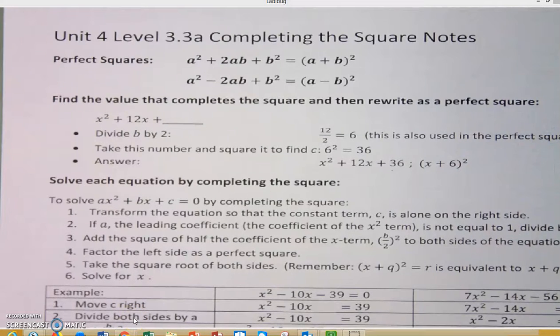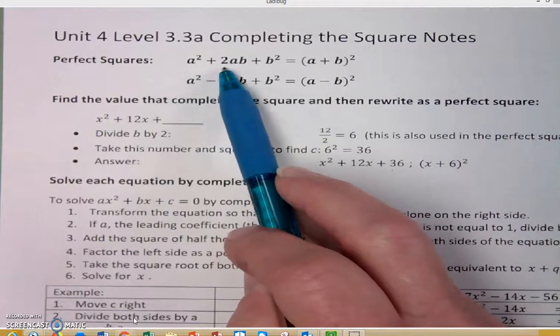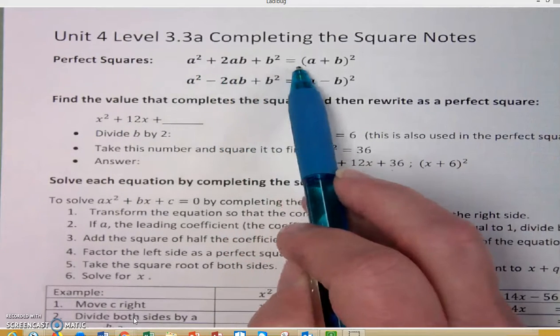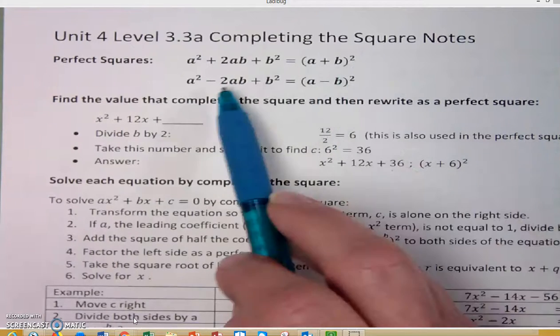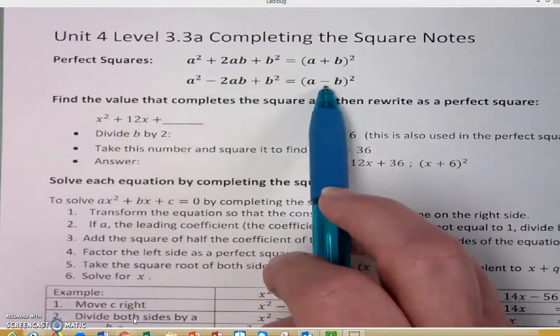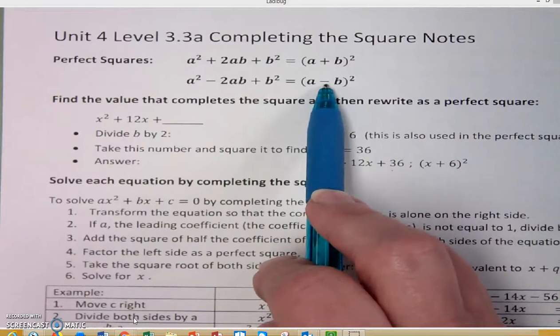This video is on Unit 4, Level 3.3a, Completing the Square Notes. So if you have a quadratic equation, and it's in this format, a squared plus 2ab plus b squared, you can factor that as a plus b in parentheses squared. Or, if this is a minus, you would have a minus here.